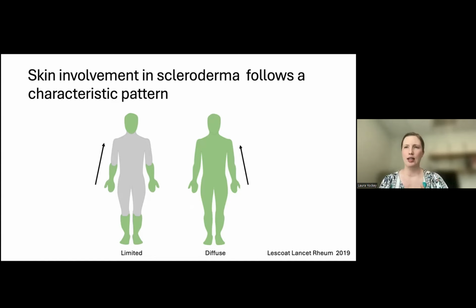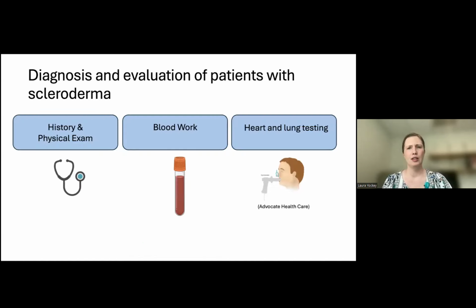So again, not all skin thickening is scleroderma. And how do we work patients up for scleroderma? An important part of this is a physical exam and history, asking about symptoms and exam findings that are typical of scleroderma. We'll do blood work, and then a heart and lung evaluation is an important part of evaluating patients with scleroderma. And again, this is often rheumatologists who may evaluate this, but other doctors may manage other symptoms too, and be part of the initial evaluation.